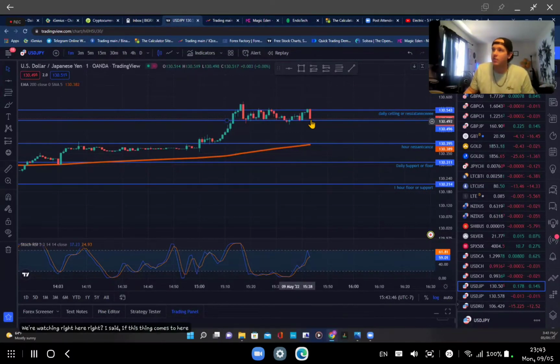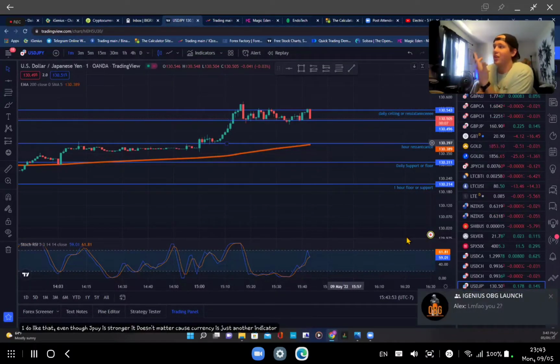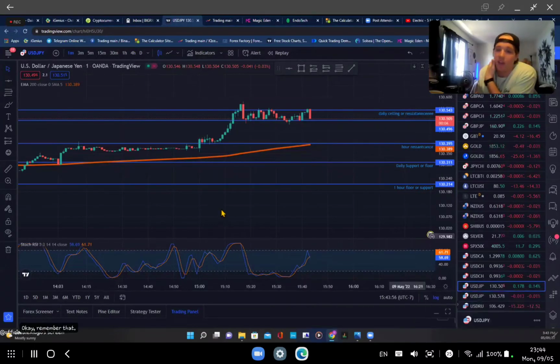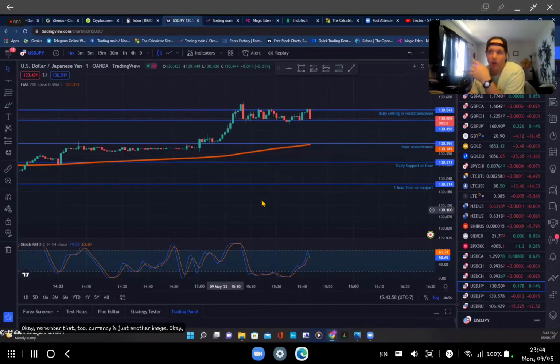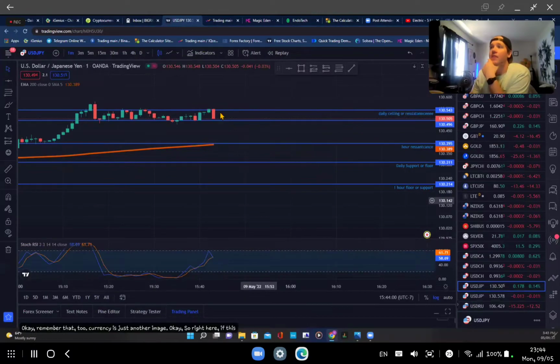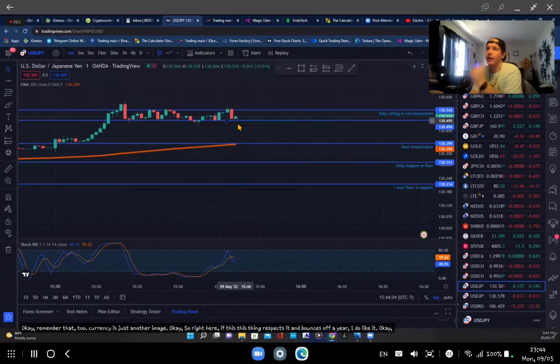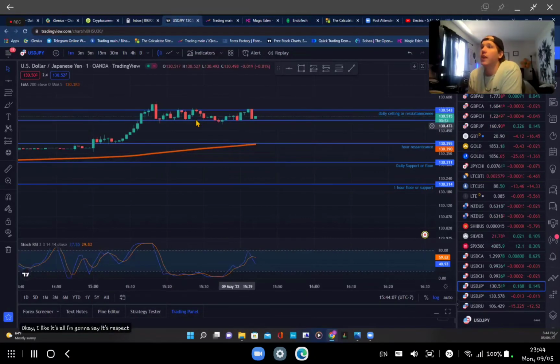I said if this thing comes to here, I do like that. Even though JPY is stronger, it doesn't matter, because currency is just another indicator, okay? Remember that too. So right here, if this thing respects it and bounces off of here, I do like it. I like it. That's all I'm going to say. It's respecting this nice little consolidation. It had a little up, and then it's consolidating very nicely right here, okay?